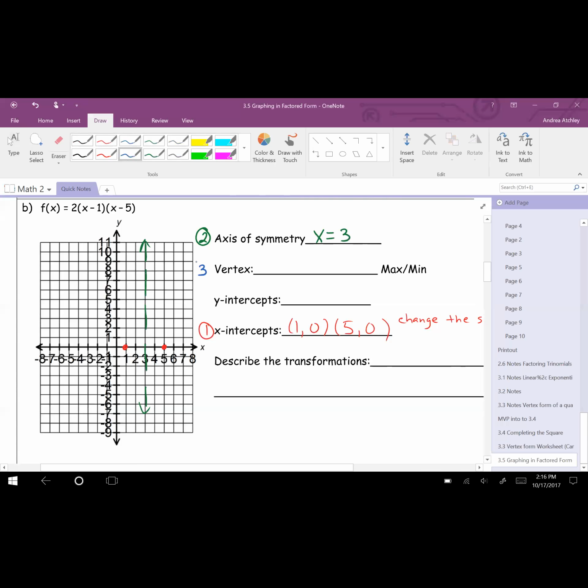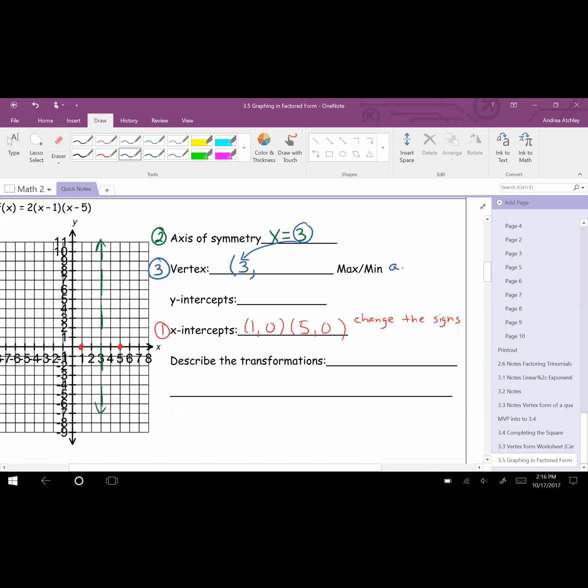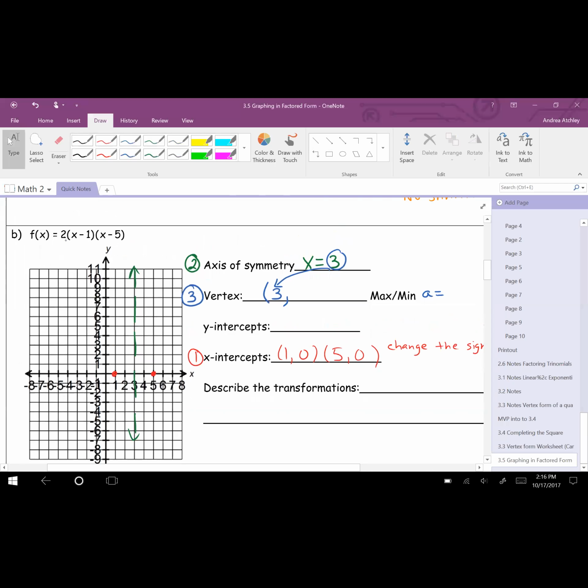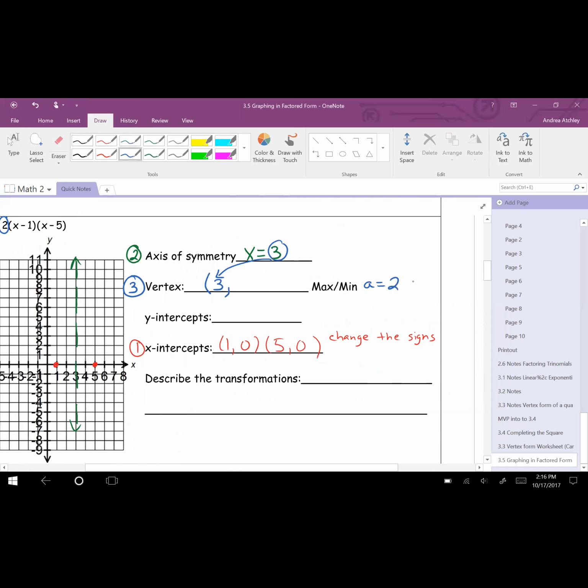So then my third step would be my vertex. So that 3 is the x value. Okay, we still need to work with our a value to find the y of our vertex. Our a value here is 2. That is still a positive value, so our parabola still faces up. So we have a minimum for our vertex. Any questions over that? Yes.